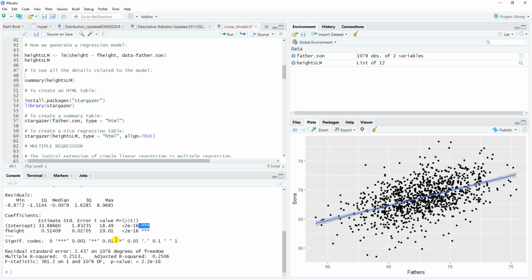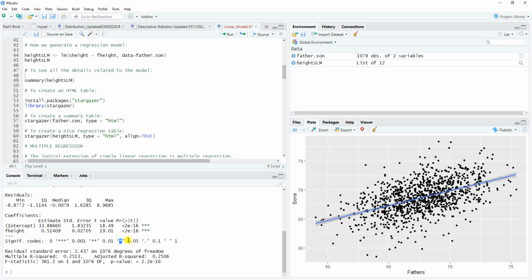It means that the p-value is less than 0.001, okay? Which means that the probability that this estimate is a fluke, something derived from randomness and not from the relationship in the true population, is very small. It's almost 0. So anything that has a star is considered to be good.